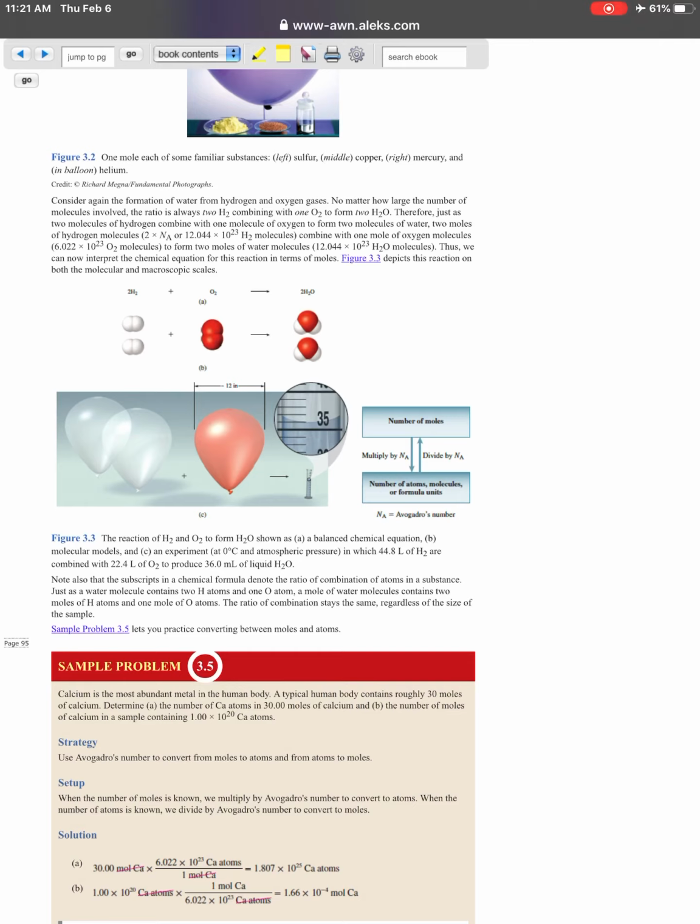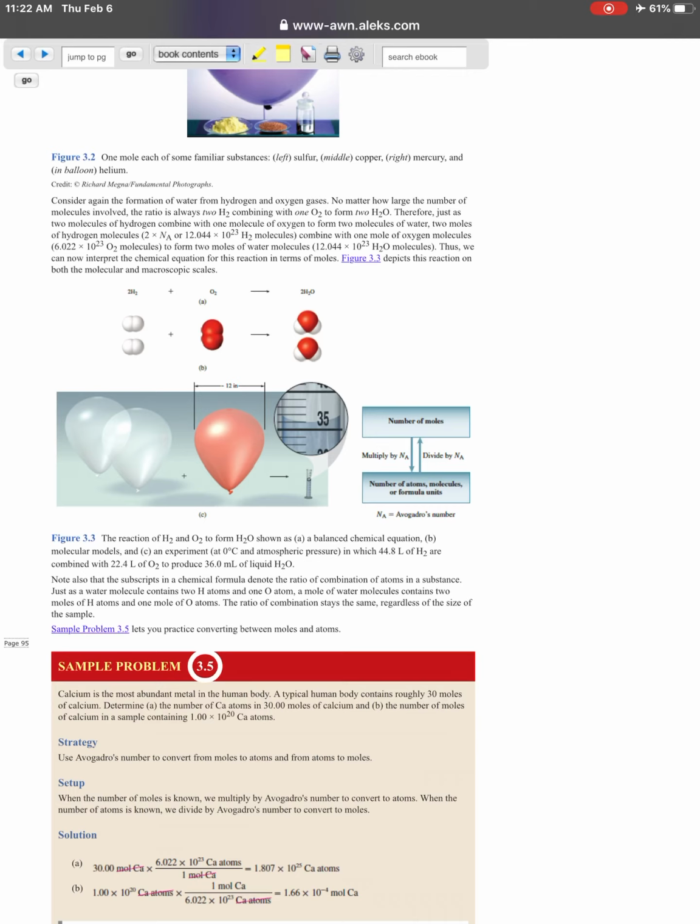On the right of that figure, thrown in there, is a way to do conversion factors. If you want to do the conversion of number of moles of something, you multiply by Avogadro's number, and that gives you the number of atoms if it's an element. If it's a compound, you multiply it by Avogadro's number, and that gives you the number of molecules. That's an important little picture there.